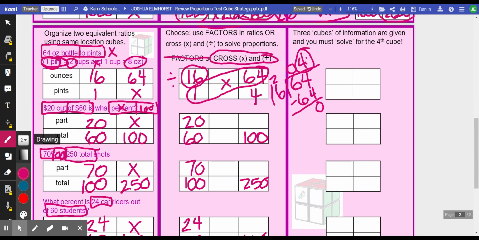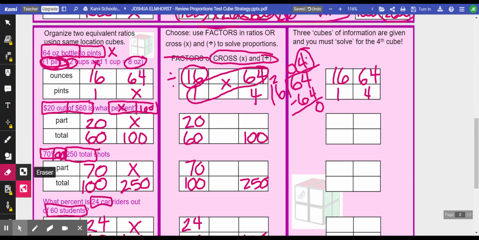So 16 over 1 is equal to 64 over 4. And that was talking about pints. We were looking for pints, so that would actually be 4 pints.